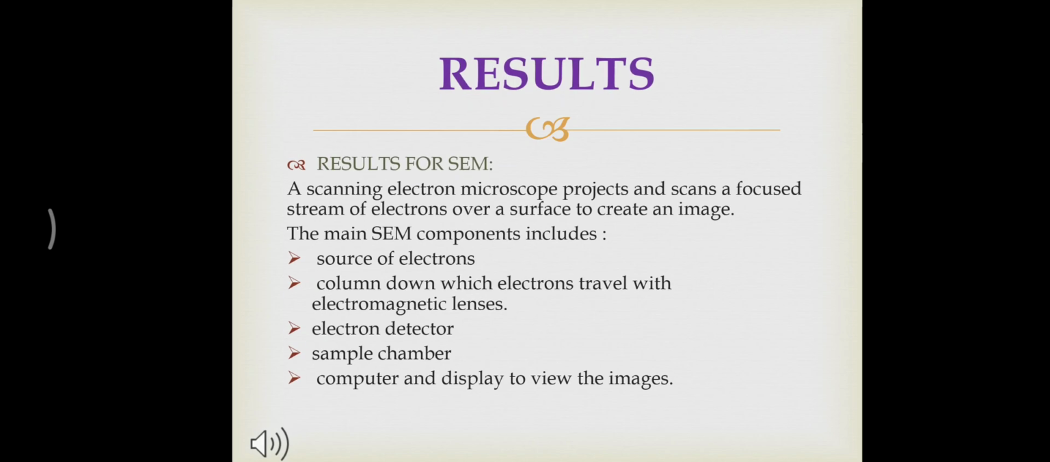Results. Results for SEM. A scanning electron microscope projects and scans a focused stream of electrons over a surface to create an image. The main components of SEM include a source of electrons, a column down which electrons travel with electromagnetic lenses, an electron detector, a sample chamber, and a computer and display to view the images.